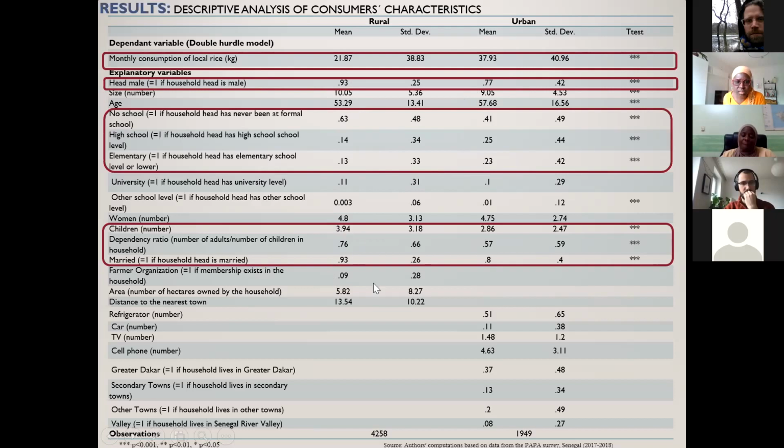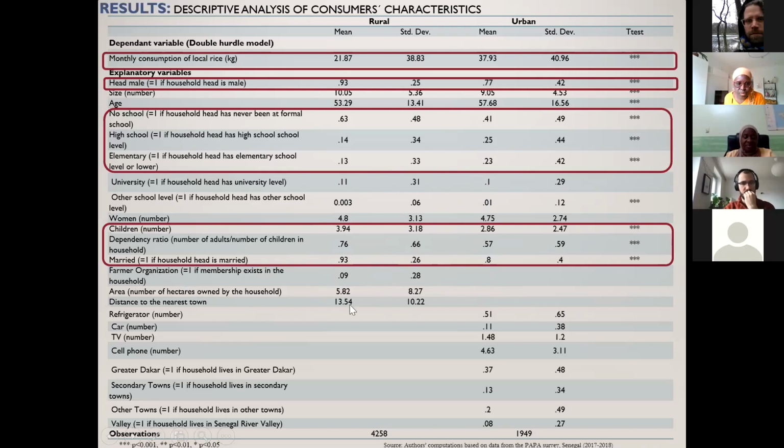And also there are other differences that can be observed. For instance, rural households have more children compared to urban households, and the dependency ratio is also higher for rural households. We were expecting the contrary though. And the marital status is also different between urban and rural households, with higher proportions of rural household heads being married compared to urban households. So these are just to show the main differences that we observe between the two samples.